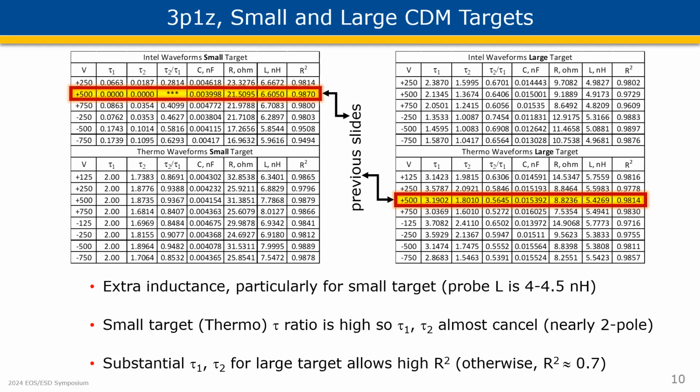And if you were to try to force the two-pole solution to the large target, you get an R square of about 0.7, which is really pretty lousy. So the 3-pole 1-0 fit is showing to be applicable to all these targets. And it's just not needed as much for the small target, but it does help. And we get our R squares up to almost ideal value.